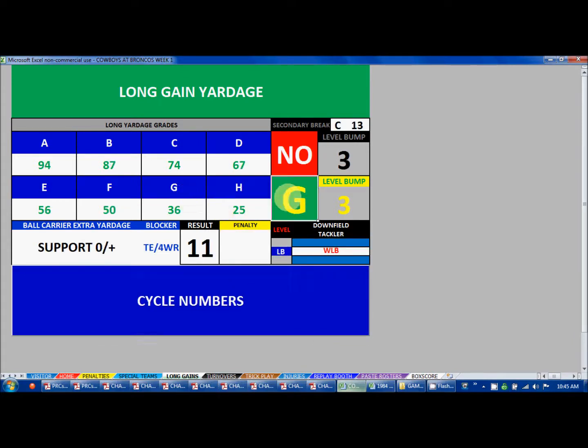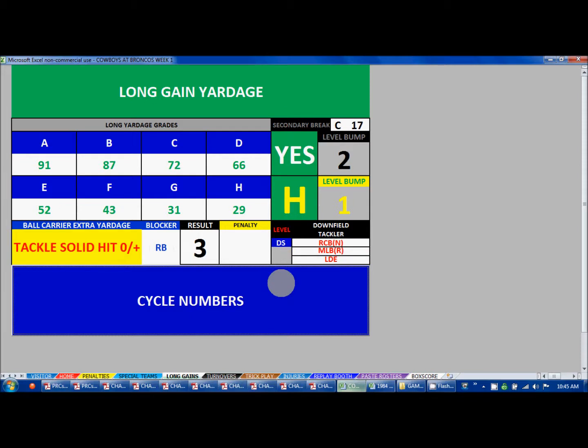There's G, G, H. All right, and then this tells you down here what the individual player action is going to be to determine if a level bump is added to that original return level of H. So we see here that it's calling for a tackle or a solid hit to be placed. And you go over here, who's the downfield tackler? This says it's in the defensive secondary section. The right cornerback or a nickel cornerback tries to hit and stop the ball carrier there. The result number of 3 is pretty low. Most likely it is within his ranges, and so you would follow all procedures from there.